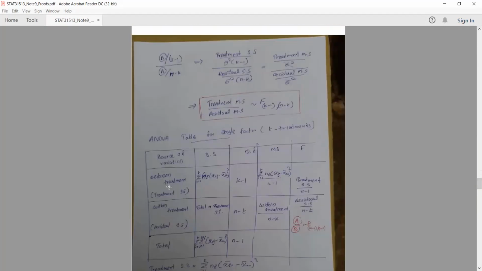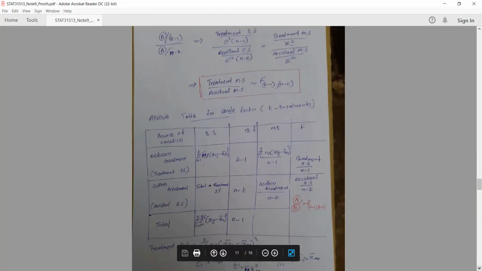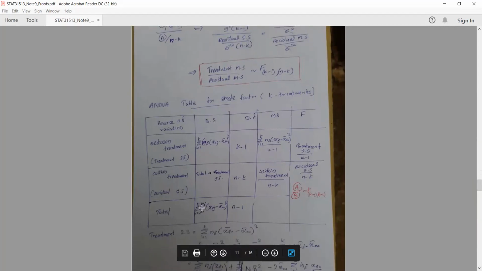So when it comes to the Anova table, now we have the total sum of squares. So if you look at the total sum of squares, the degrees of freedom, you have to take the total number of observations minus 1. And then we have SSR, that is the sum of squares between the treatments. And here you have the expression which we already derived. And the degrees of freedom is equal to k minus 1, where k is the number of treatments.